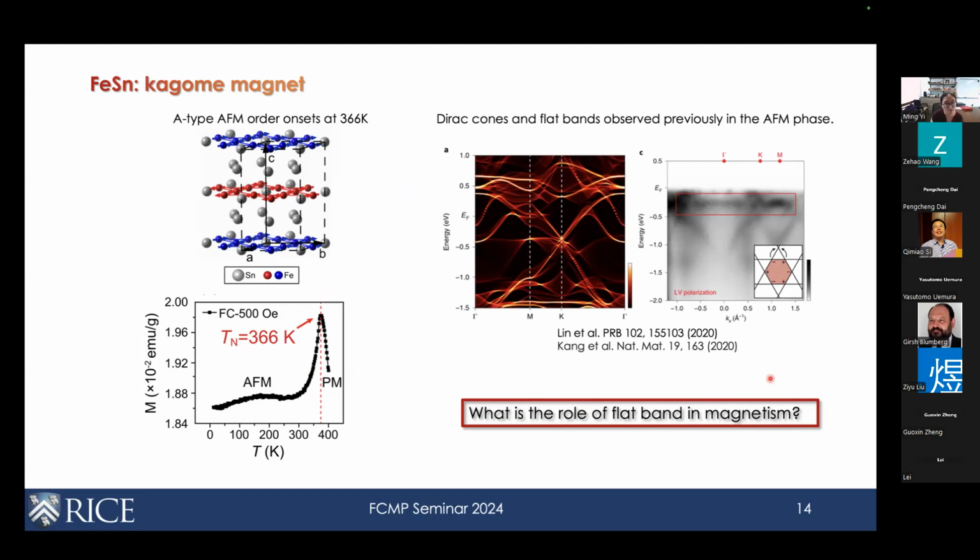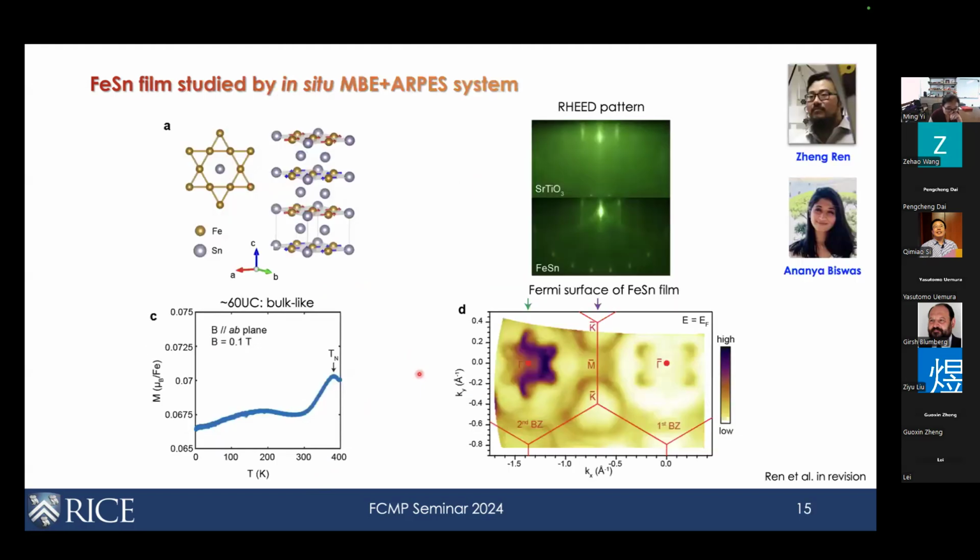And if you want to answer the question of the role of the flat band in the magnetic order, what we really need to do is to experimentally study the evolution of the band dispersions across the ordering temperature. But it turns out that for single crystals, practically it's very difficult to do that, as the sample will almost always die before you get there. So there's not been a good way to study this transition in single crystalline form. So our approach is slightly different.